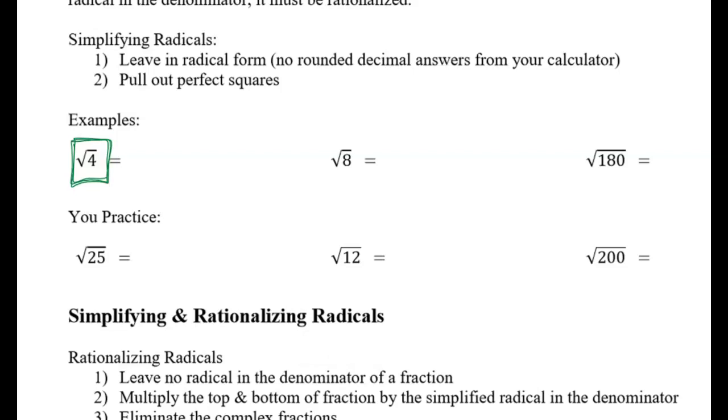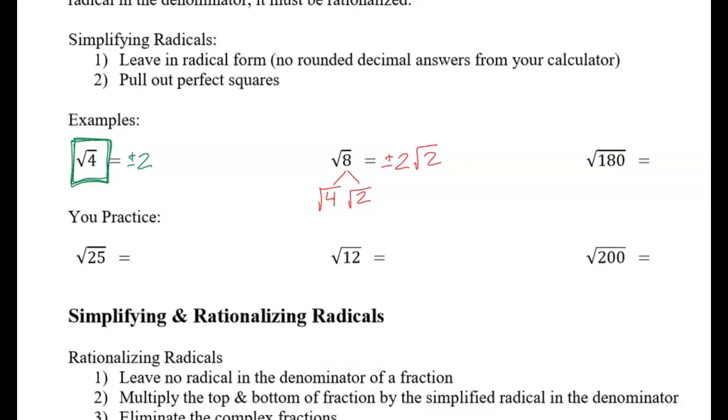Now, is it only 2? No, it's plus and minus 2, right? Plus or minus 2 squared would give you 4. So the square root of 4 is plus or minus 2. What about 8? What perfect square can go into 8? Yes. So what you do is you take those factors and you square root both. What is the square root of 4? 2. And then can the square root of 2 be simplified? So you have plus or minus 2 square root of 2.